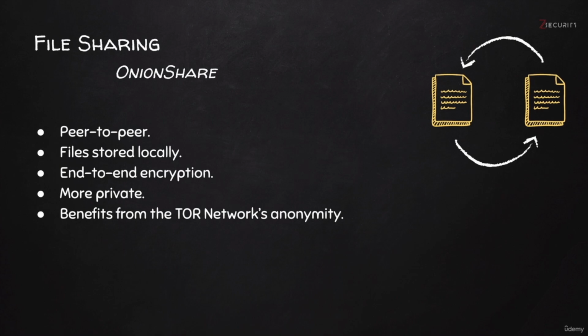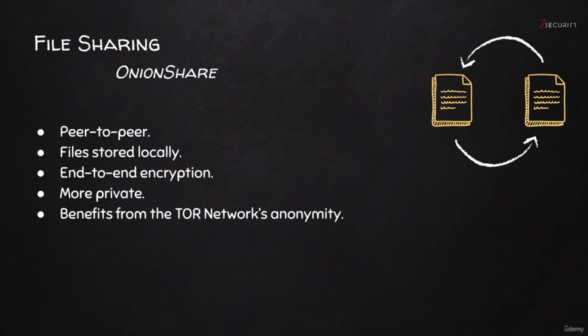It's going to use end-to-end encryption. It's going to benefit from the anonymity offered by the Tor network. Therefore, it's going to be more private and more anonymous. In this method, we're going to be using a tool called OnionShare. And to put this simply, the way this will work is it'll create an Onion service on your computer so others can access this Onion service and download your file.